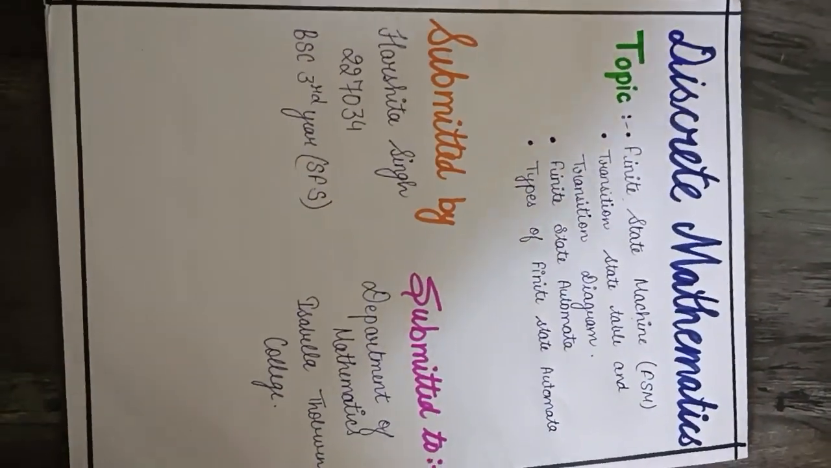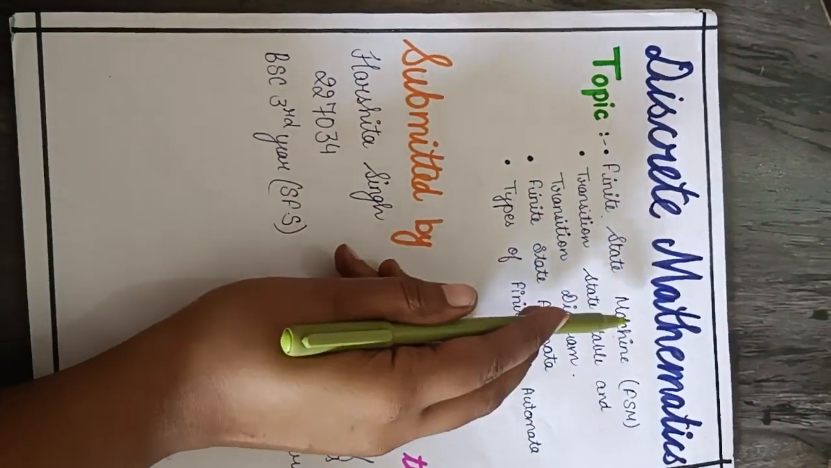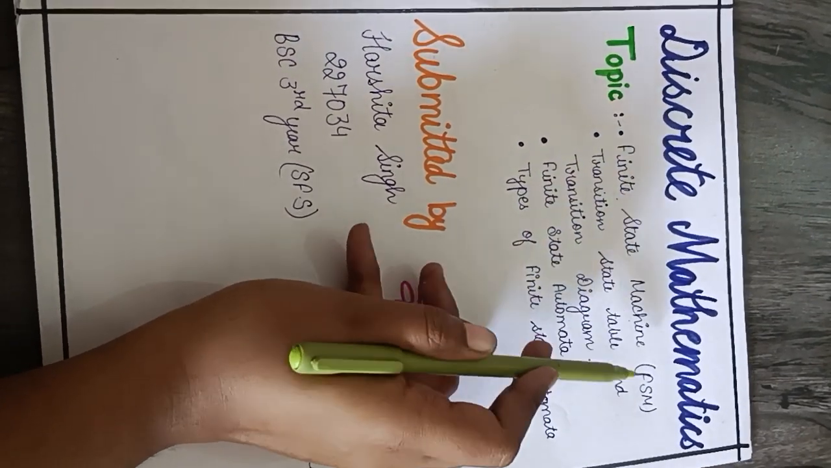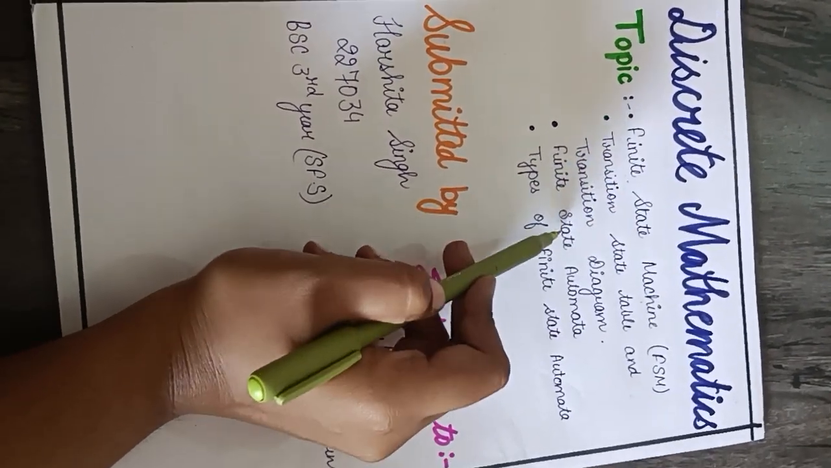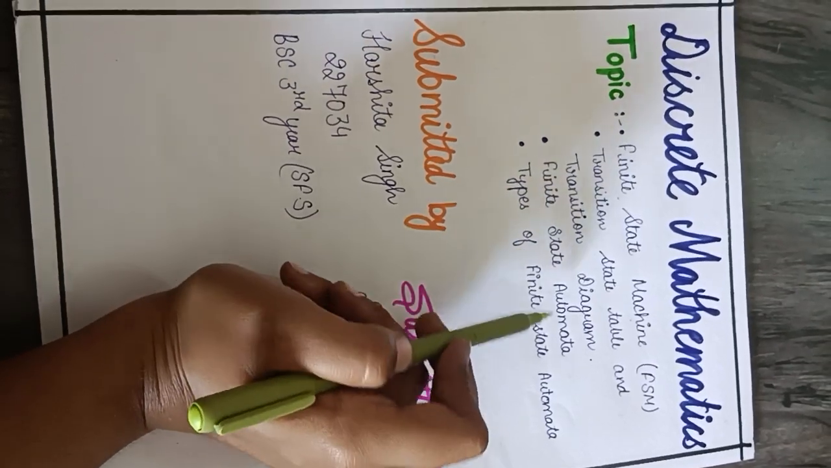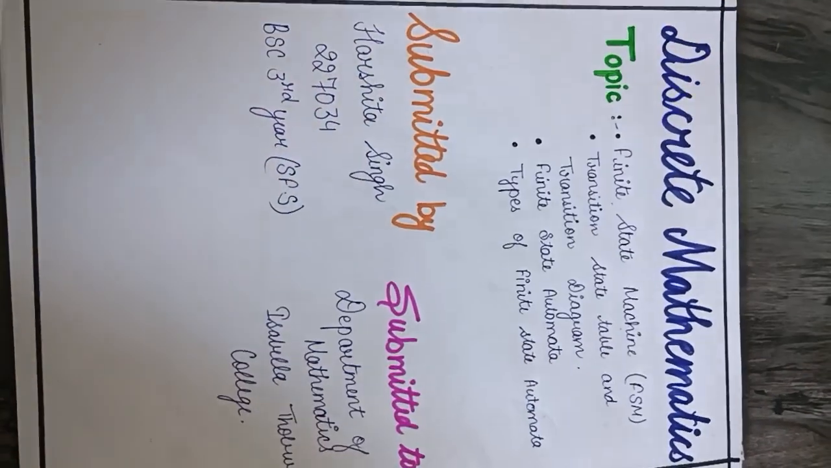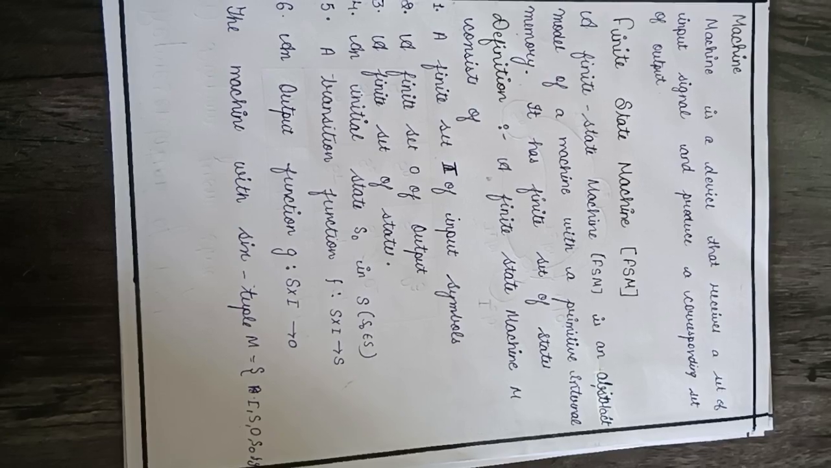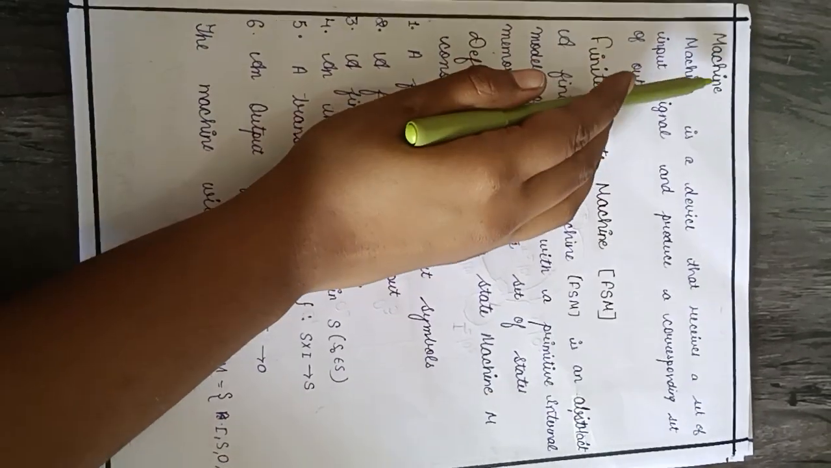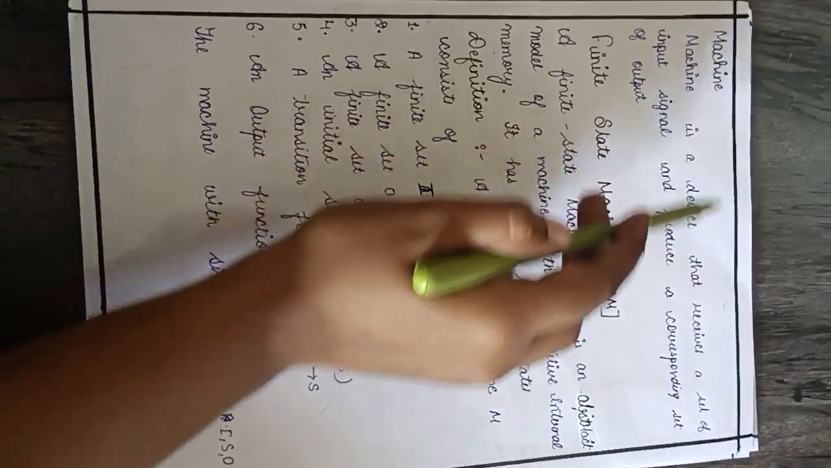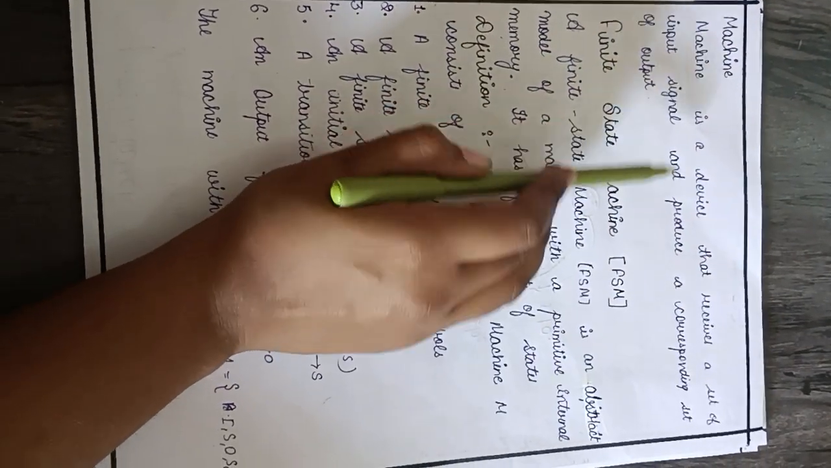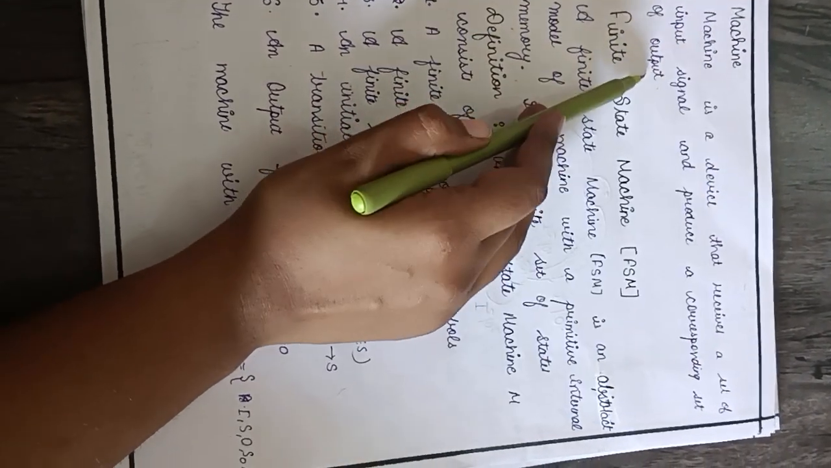Today I am discussing the topic finite state machine, transition state table and transition diagram, finite state automata and types of finite state automata. So let us start. First of all, what is a machine? A machine is a device that receives a set of input signals and produces a corresponding set of outputs.